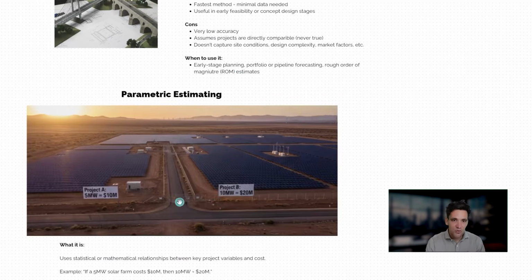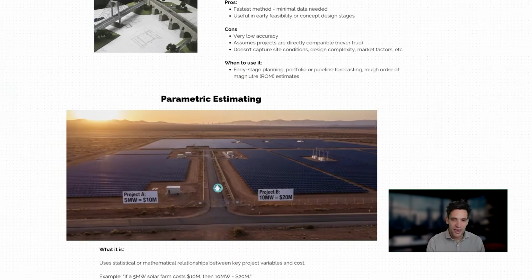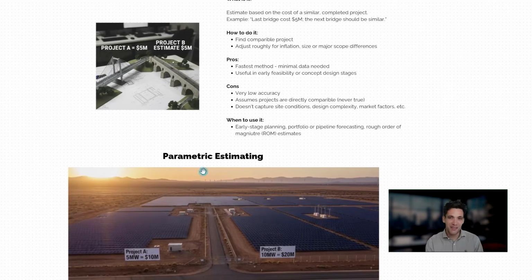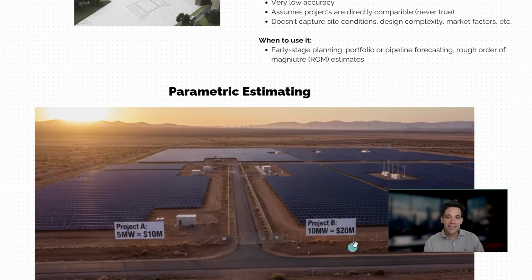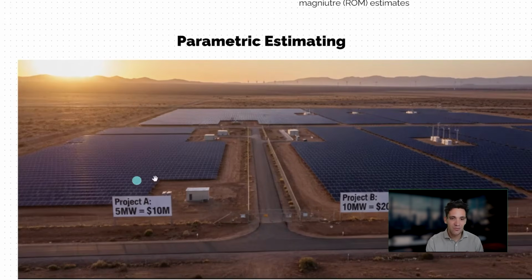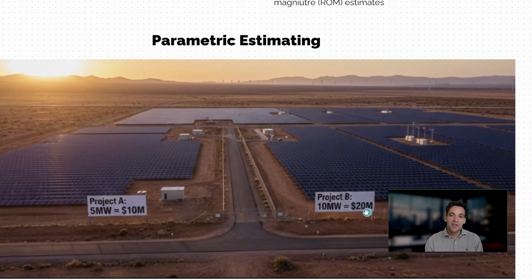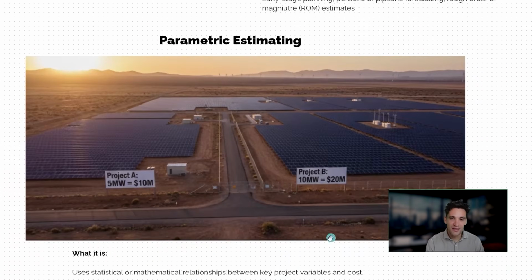Now, the next form of estimating is parametric estimate. What we're doing is we're taking the same principle behind a top-down or analogous estimate, but we're adding some detail by adjusting for a key quantity. The easiest example of this is, say we've built a 5 megawatt solar farm for $10 million. Roughly, from this, we know it costs us $2 million per megawatt we're installing. Say we're being asked to quote another project, which is 10 megawatts, so twice the size. We adjust by the key parameter, which is the megawatts of the solar farm, to get $20 million.